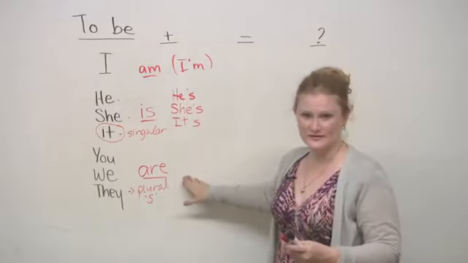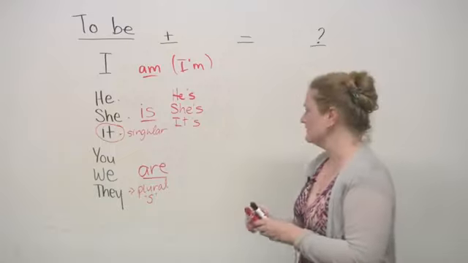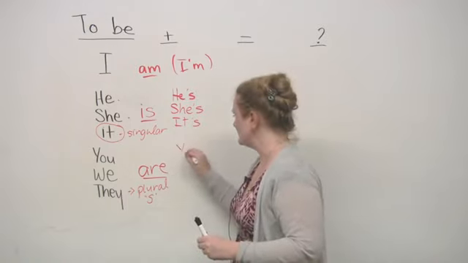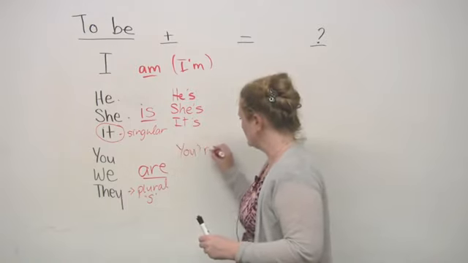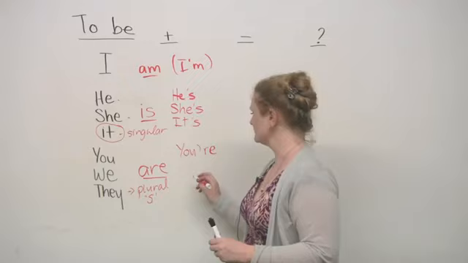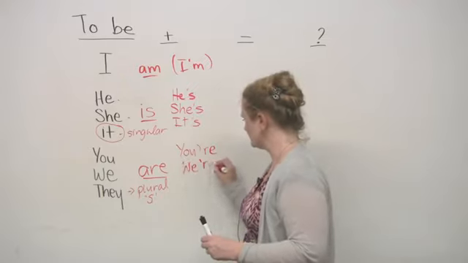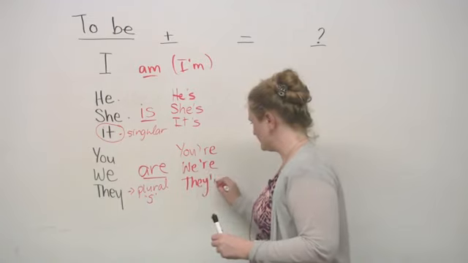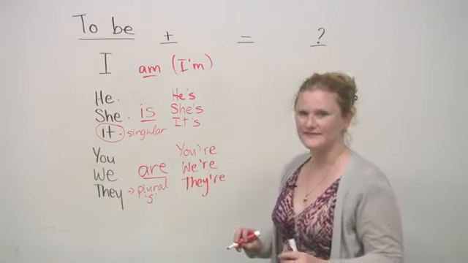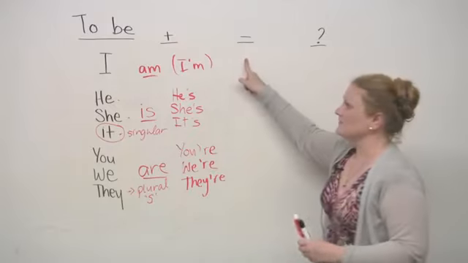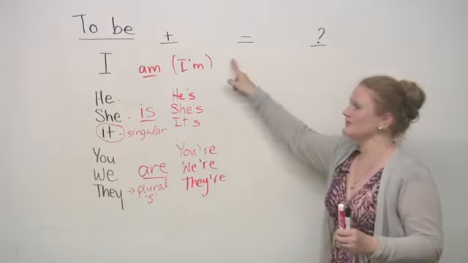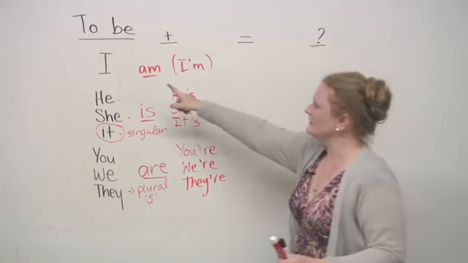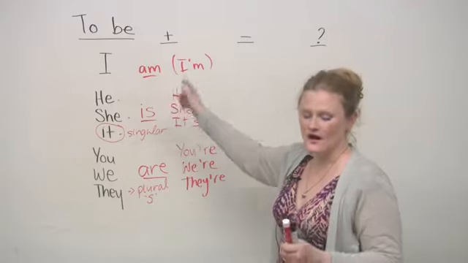We can also break these down and make them shorter when we speak or when we write. Both speaking and writing is acceptable. We say you're, we're, and they're. Okay? We're going to go on to the negative form of these. So this is positive, and as you can tell here, this is negative. So, positive is I am or I'm.